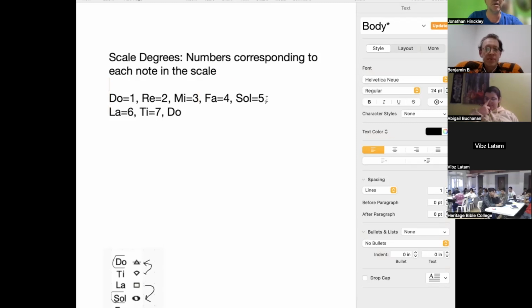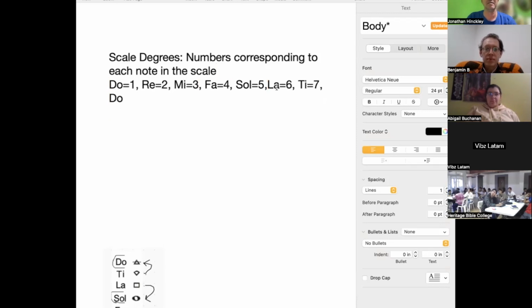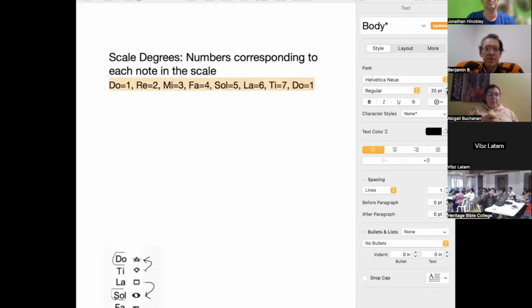It'd be nice if it was all, and maybe we can put it all in one line. Let's see. Let me go back and just make it smaller. Do, we're back to 1. So, can everybody still see that? Kind of like to have it on one line. Is that still okay? So does that make sense? 1, 2, 3, 4, 5, 6, 7, 1.